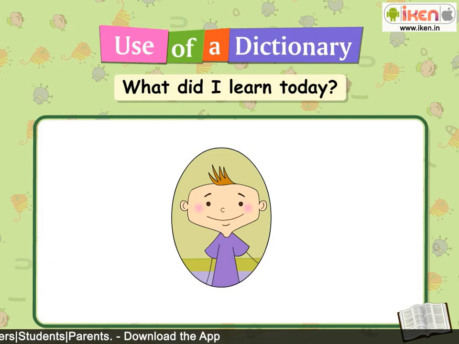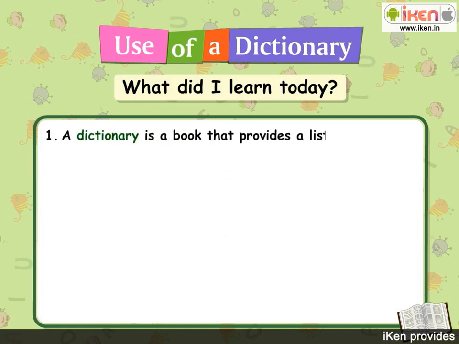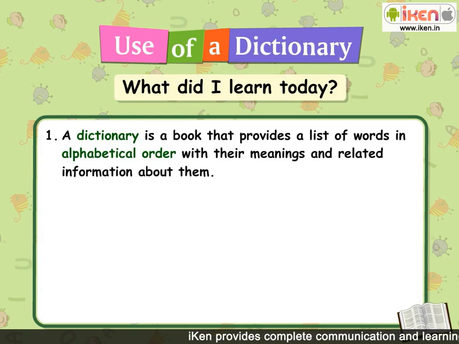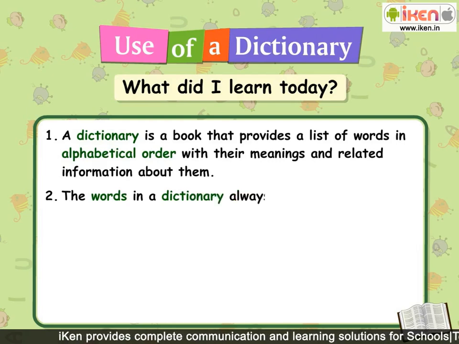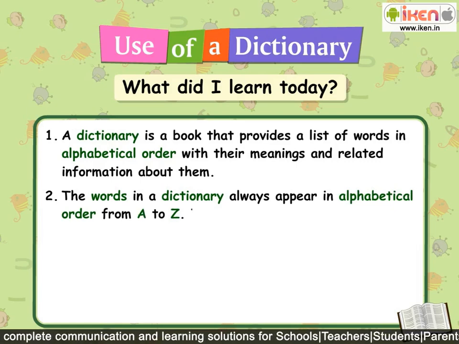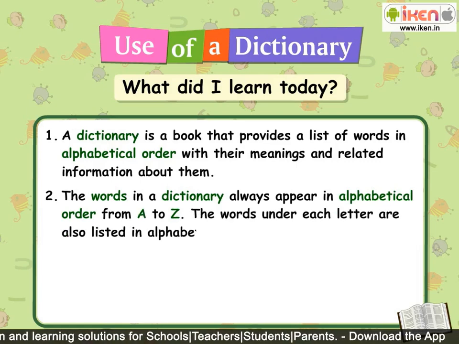Let us revise the points that we have learned in the lesson on use of a dictionary. A dictionary is a book that provides a list of words in alphabetical order with their meanings and related information about them. The words in a dictionary always appear in alphabetical order from A to Z. The words under each letter are also listed in alphabetical order.